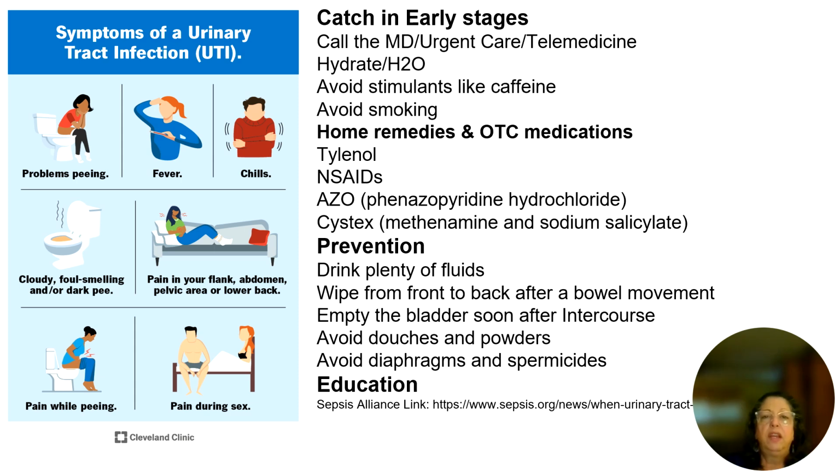Methenamine and sodium salicylate is an over-the-counter preparation called Cystex. This is a combination of an antibacterial agent that helps control the growth of the bacteria in the urinary tract, and it also has an analgesic that provides pain relief. This is not a cure, but once again, it's a stopgap measure until you can get to the provider.